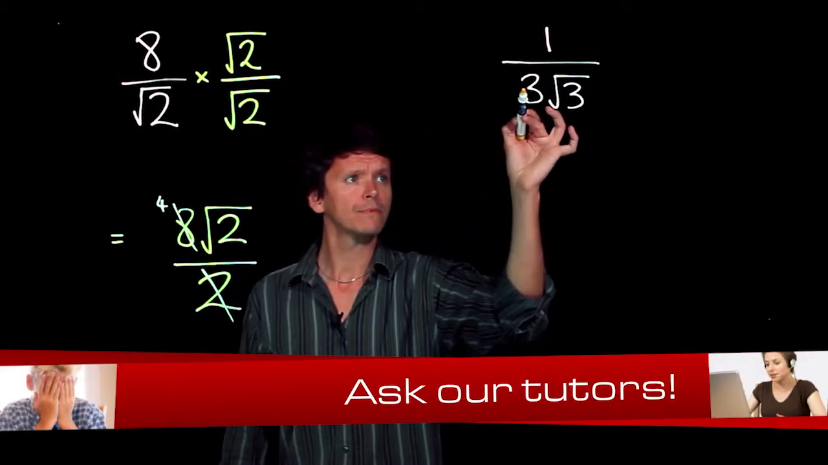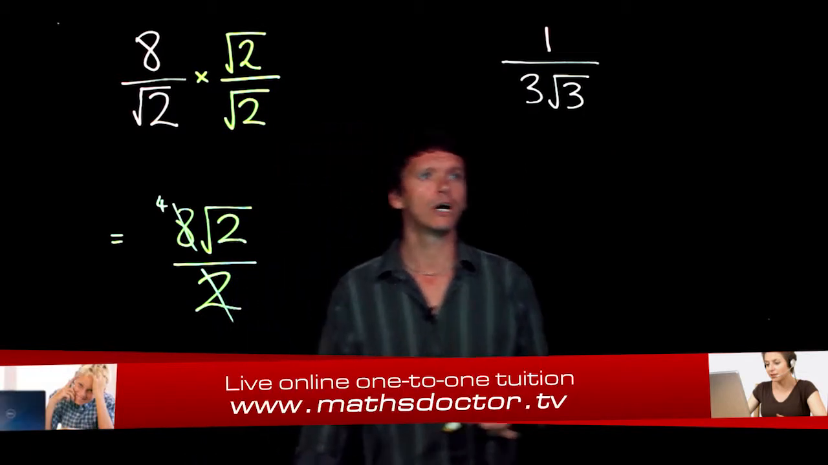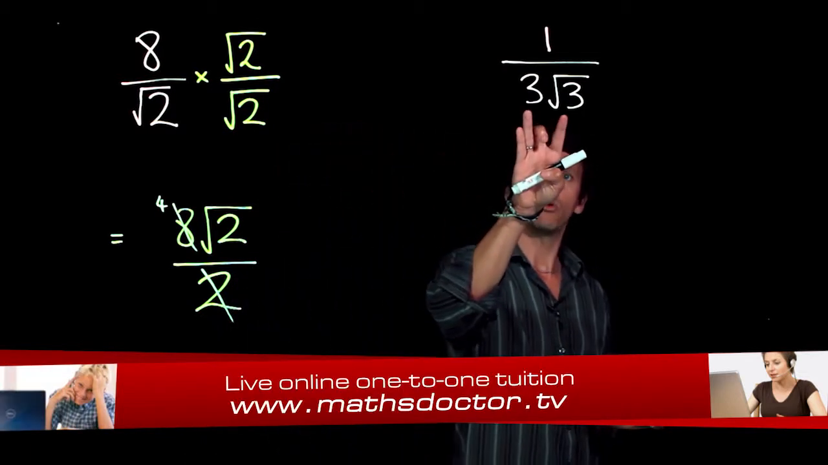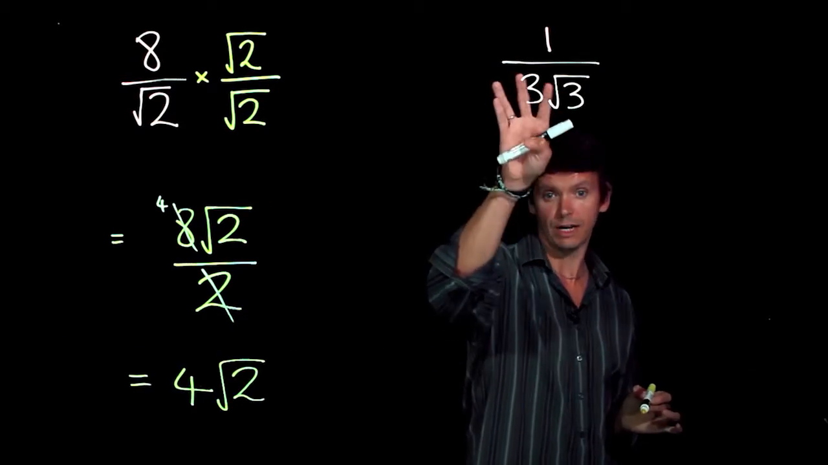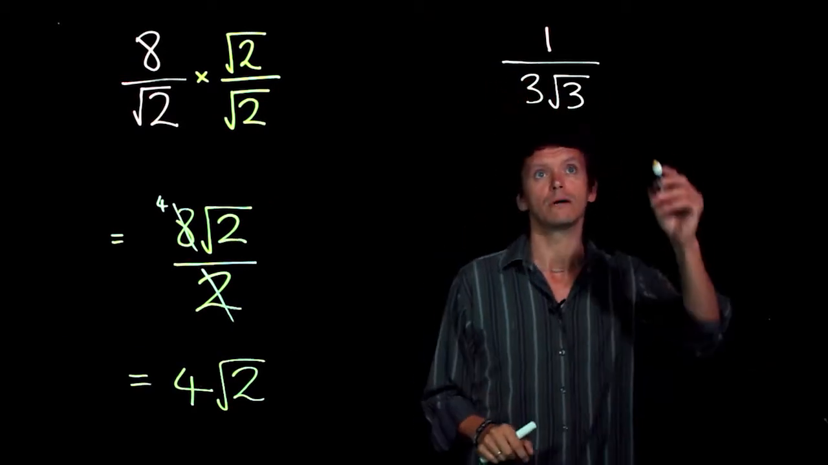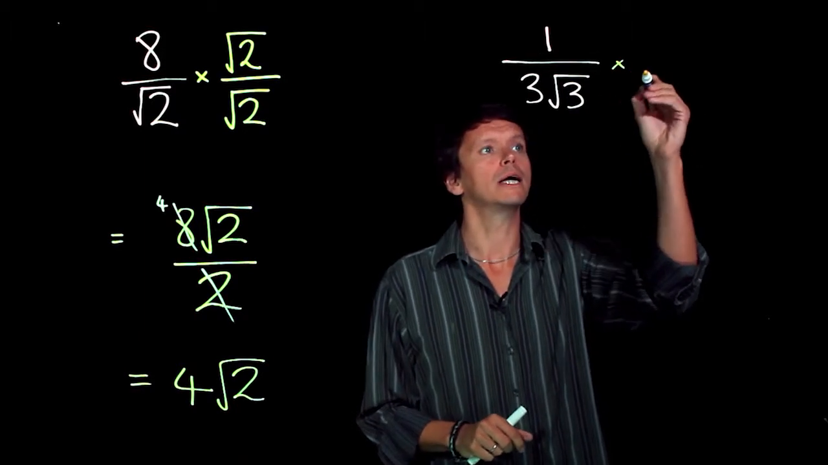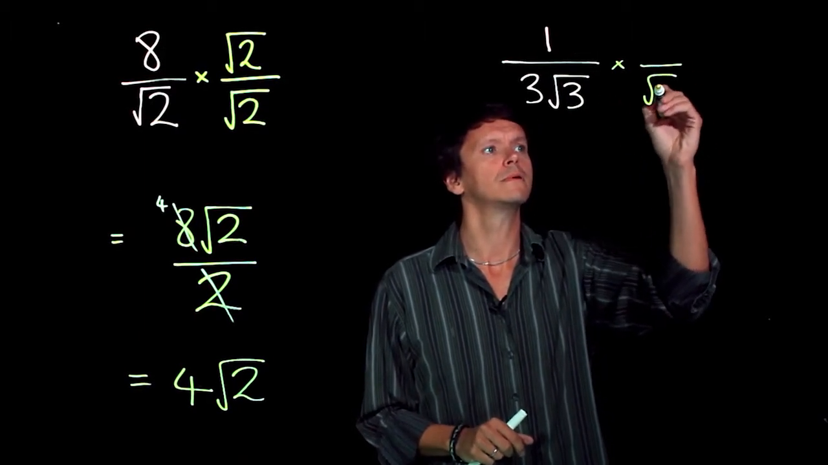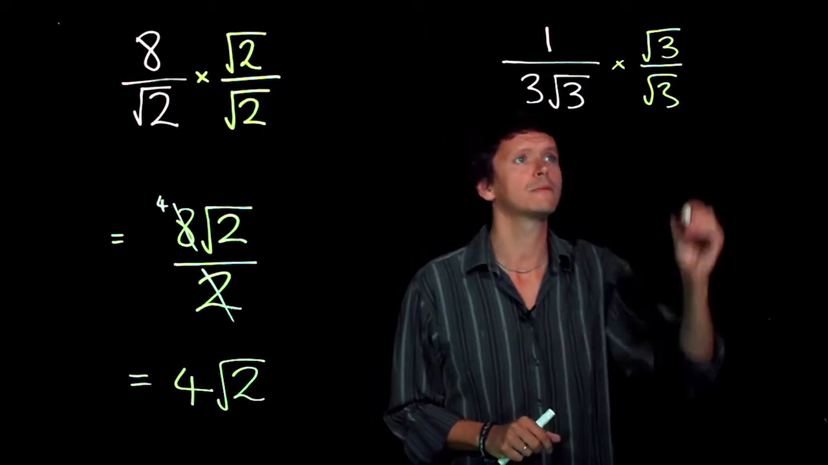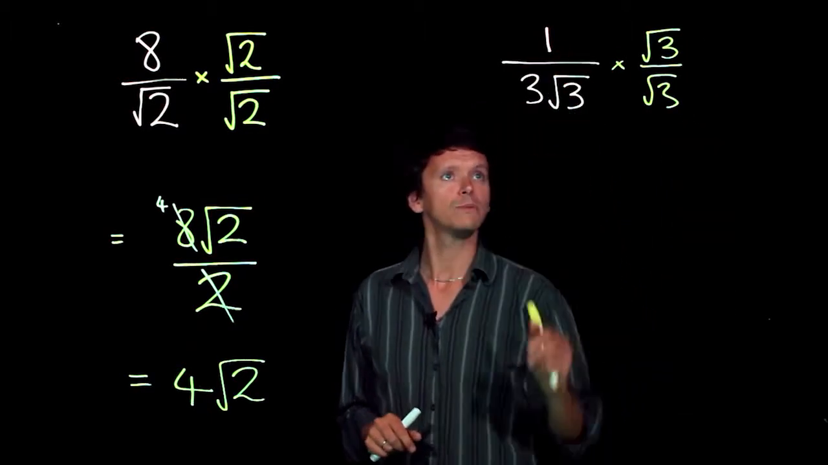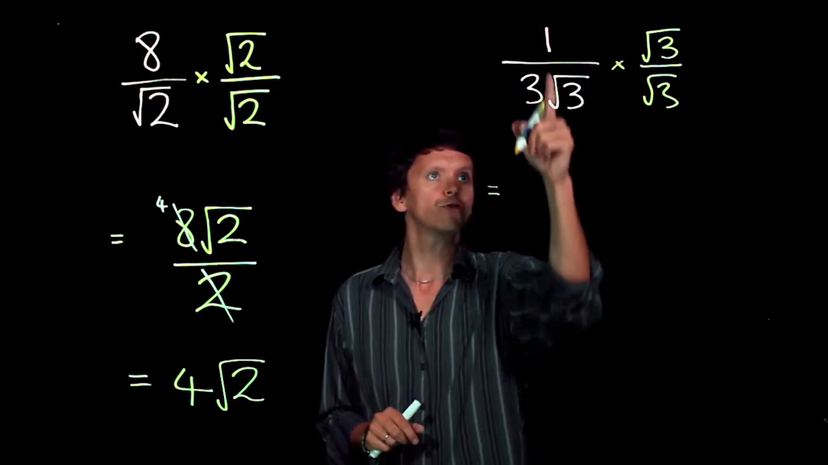Let's have a look at another example with that in mind. 1 over 3 root 3. So just like we did before, what can we do to 3 root 3 in order to deal with the fact that we've got an irrational number there? Well, we can multiply it by root 3. But again, we need to multiply the numerator by root 3 as well. So we maintain the fraction, we don't change it.